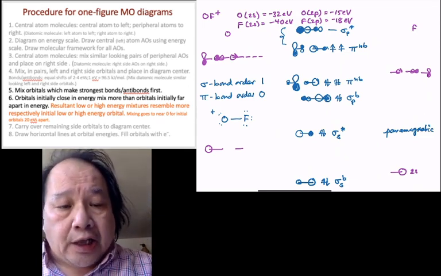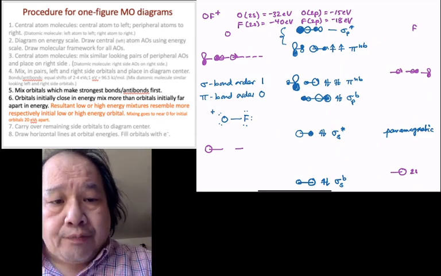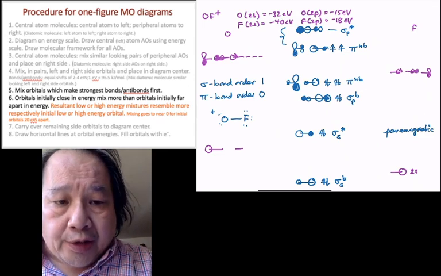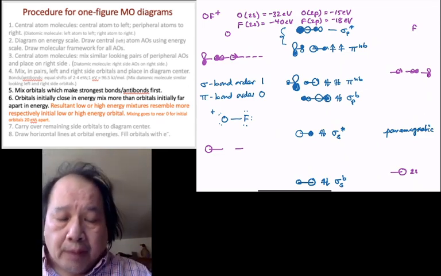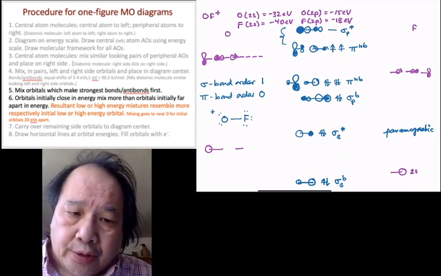Okay, so that's the last clip, and there's the one figure MO diagram. And these are online, and you can watch these recordings again. But I believe with practice, you'll get quite good at MO diagrams.